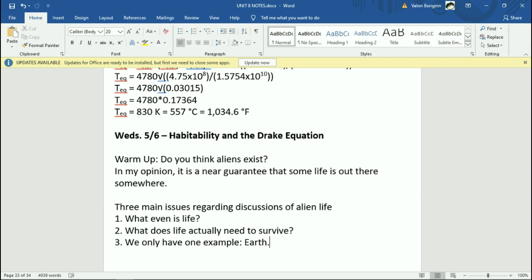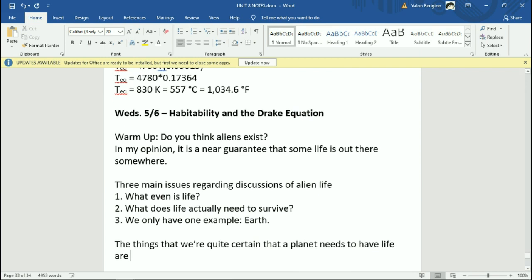But the main things that we're quite certain a planet needs to have life are an energy source, a rocky surface, and liquid water. Okay, so those are the main things.